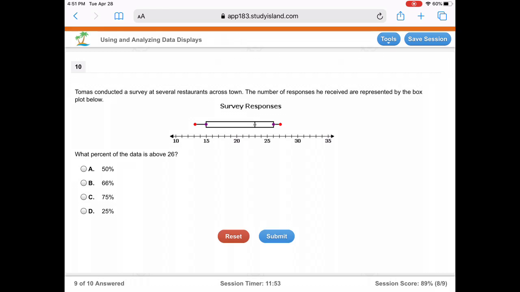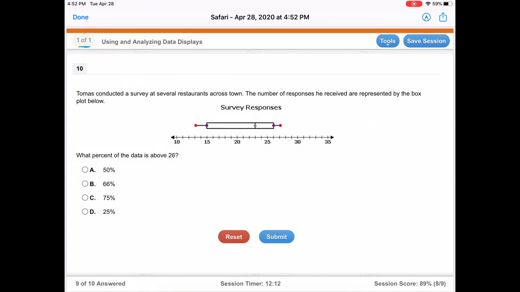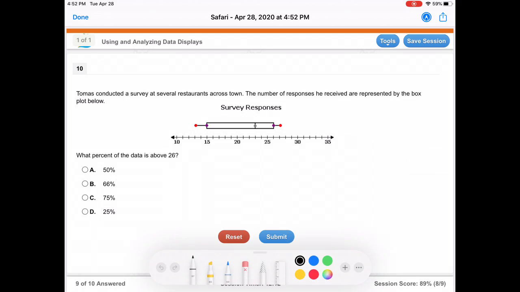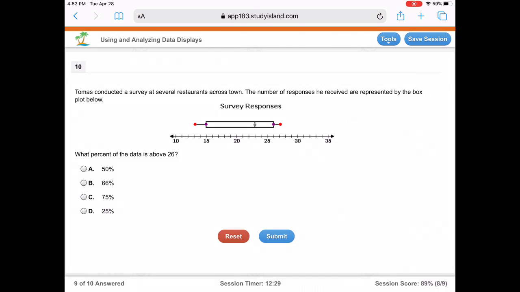And one more question to go. Number 10. Thomas conducted a survey at several restaurants across town. The number of responses received are represented by the box plot below. So what percent of the data is above 26? And we've talked about this before. 26 is the third quartile here, or the upper quartile. And there is only one part of the box and whisker above that. And each part is 25%. So there's only 25% above 26 there.